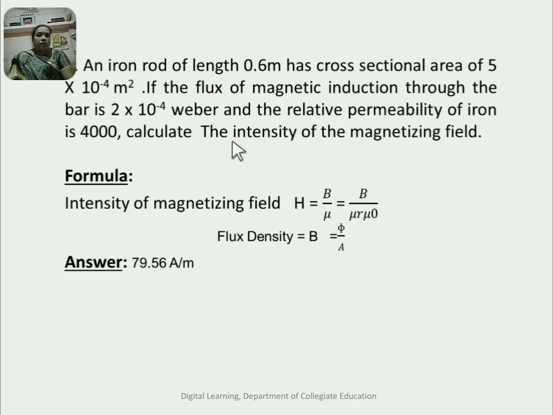Here asked is calculate the intensity of the magnetizing field. Intensity of the magnetizing field is calculated by using the formula H is equal to B by mu. Here mu naught is given, so this mu is expressed in terms of mu r and mu naught. So B divided by mu r mu naught. Mu naught is equal to 4 pi into 10 to the power minus 7, and this mu r is 4000. After substituting these values, we get the answer H. The intensity of the magnetizing field is 79.56 ampere per meter.